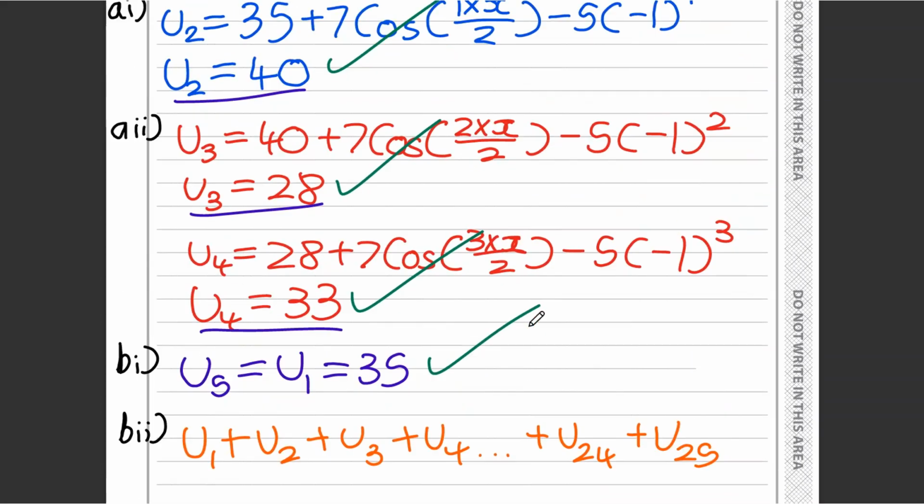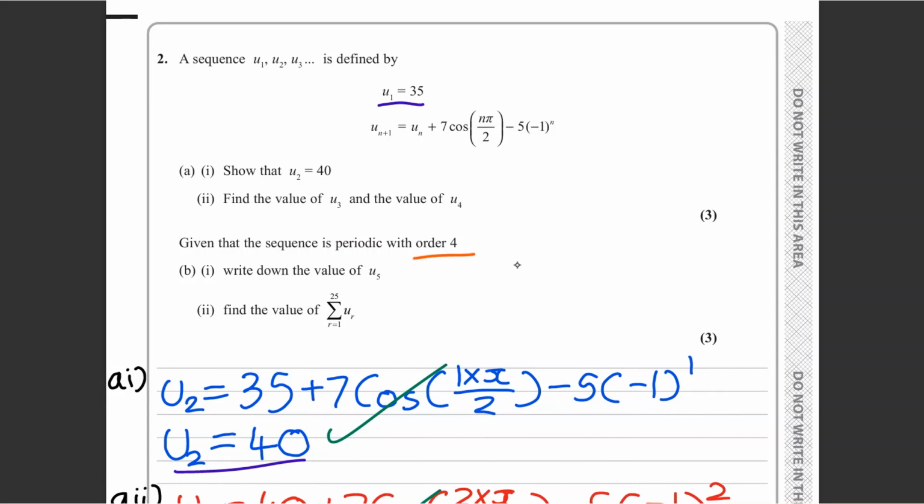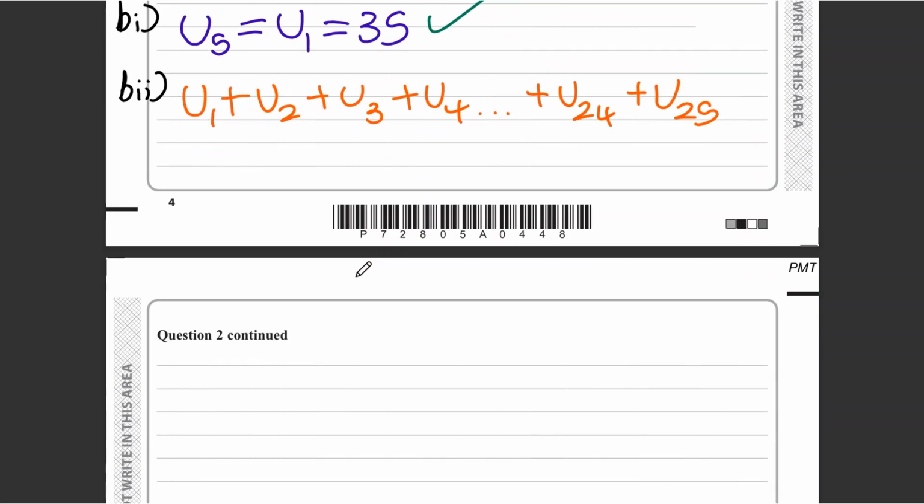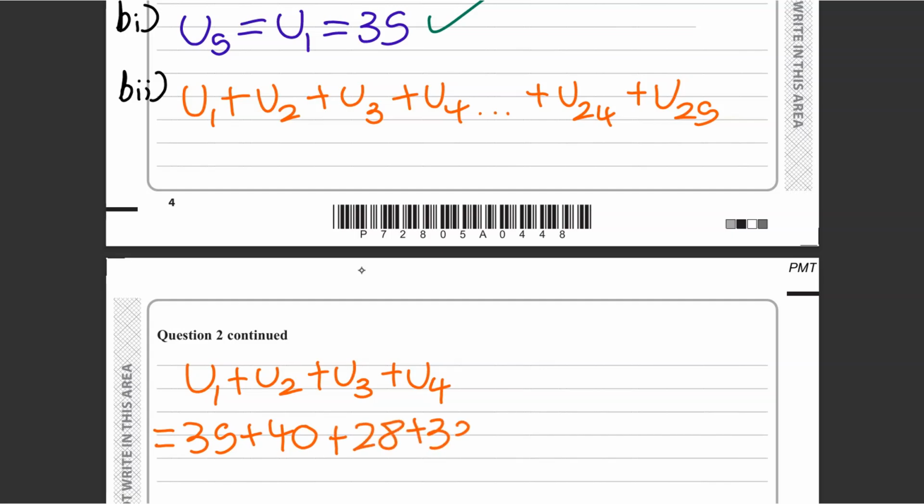So we need to find what all of these terms added together are. So how do we do this? Well, the way that we're going to do this is by using the fact that it's periodic with order 4. So remember, the first 4 terms are 35, 40, 28, and 33. So therefore, U1 plus U2 plus U3 plus U4 is equal to 35 plus 40 plus 28 plus 33, which if you put this into your calculator is equal to 136.